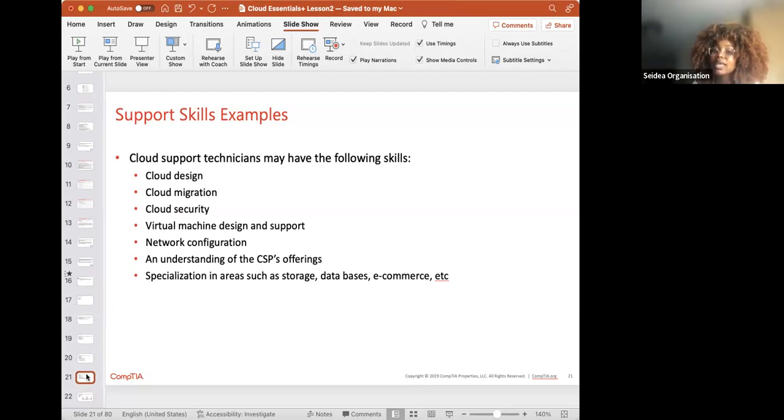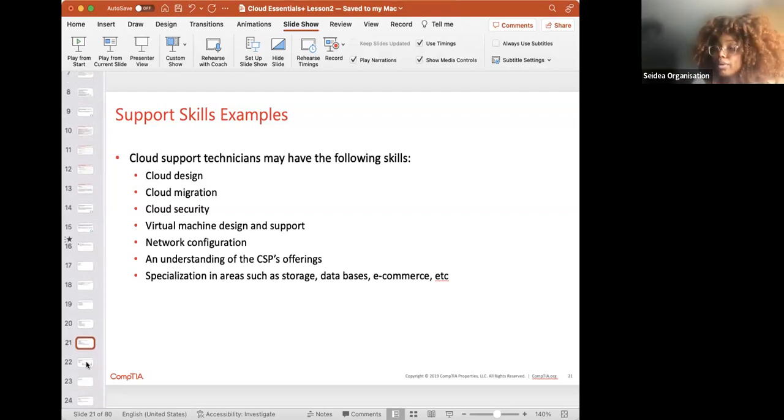Finally, it's good to have a specialization in areas. So it could be cloud storage, it could be database, e-commerce. And these are the things that you can use, especially when you're going for interviews, saying, yes, I've done this certification and I've been able to work on this particular project. These were my specializations once I did this certification, for example. You want to be able to bring that out, especially for interviews, to show your expertise and to solidify your expertise even further to your potential employer.